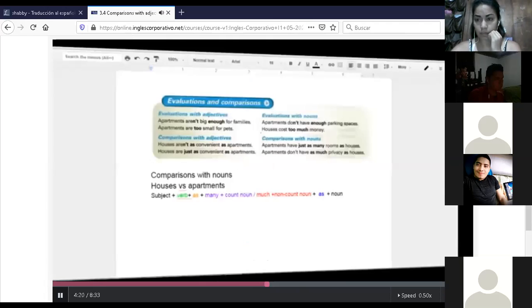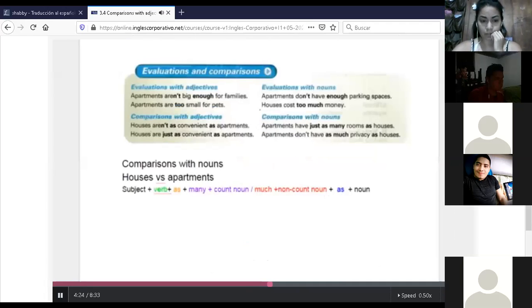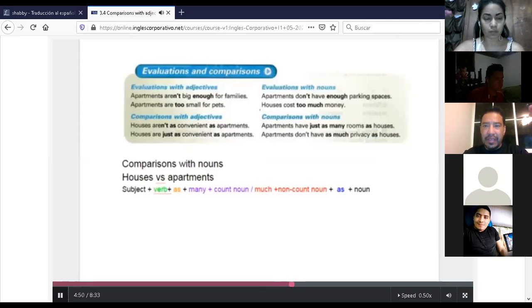What I would like to do now is to show you how to make comparisons, but this time I'm going to show you how to make comparisons with nouns. And what do I mean by nouns? Well, when we talk about nouns in the context of comparing houses and apartments, we can think of things like rooms, privacy, bedrooms, bathrooms, kitchens, anything that has to do with what's inside of a house or outside of a house, those are nouns, if you will. And what I would like to do is to propose this formula that you see towards the bottom in order for us to make sense of this comparison here on the top.